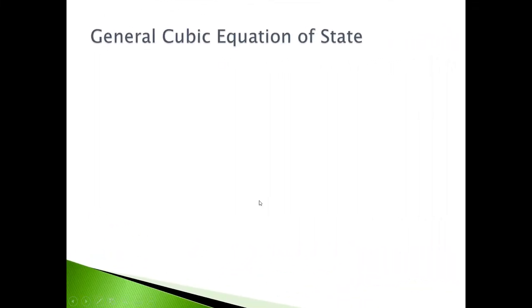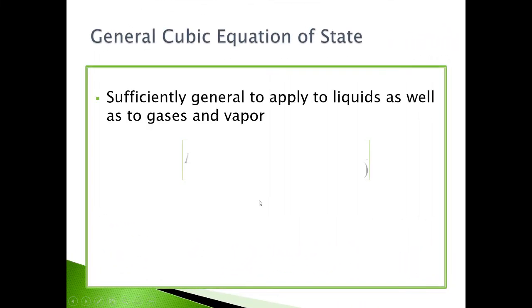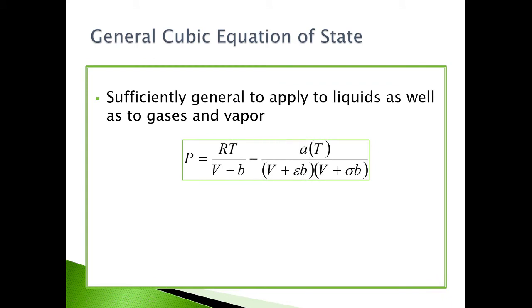For this lecture, we will discuss the general cubic equation of state. This equation of state is a group of equations of state that can be applied to liquids as well as gases. And this is the general equation. It has many constants: B, A, epsilon, sigma.